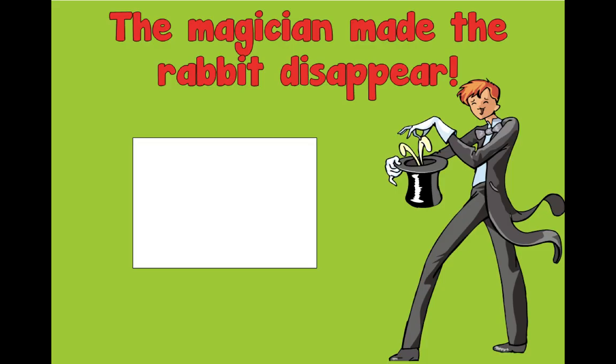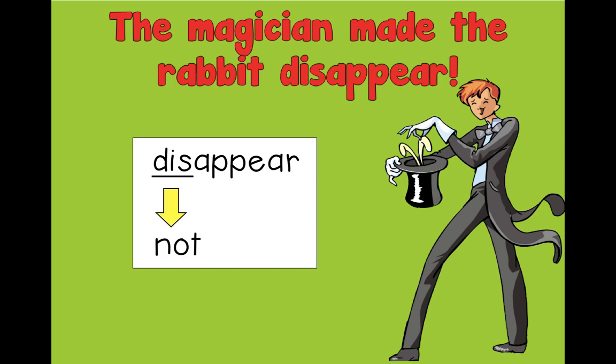The magician made the rabbit disappear. Again, which word in this sentence do you notice has a prefix at the beginning? That's it. The word disappear has a prefix. And we know that the prefix dis means not. So the word disappear means to not appear.